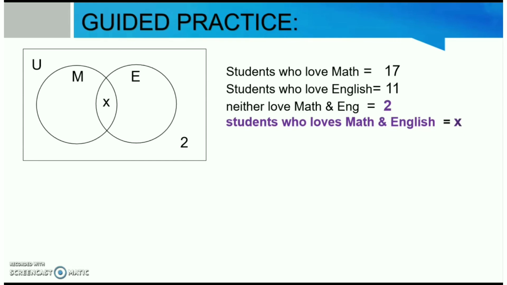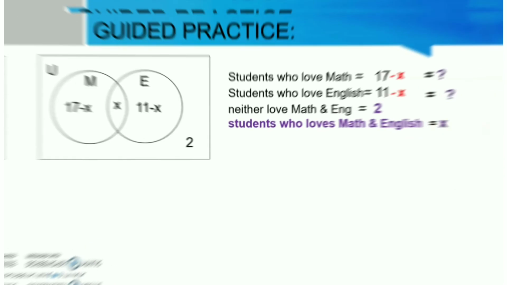Okay, so, diba, para makuha natin yung total number ng students na may gusto lamang ng math, isusubtract natin yung number na nasa intersection. So, since X siya, therefore, isusubtract natin yung 17 sa X. So, 17 minus X. Ilalagay natin siya sa set M. And then, yung students who love English, 11 minus X. Okay, so 11 minus X, ilalagay natin siya sa set E.